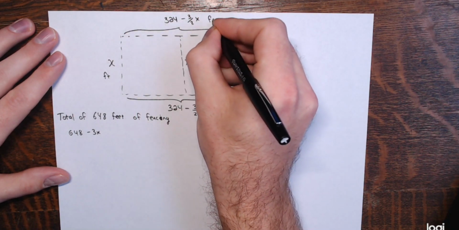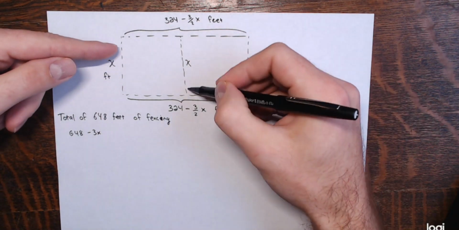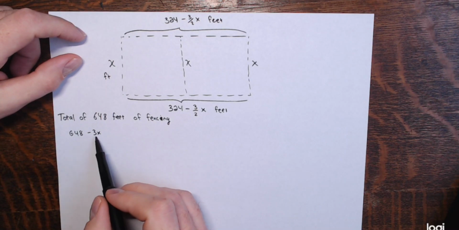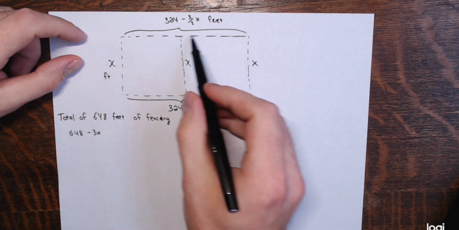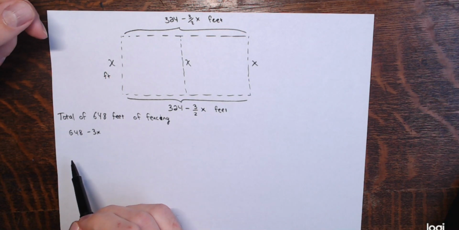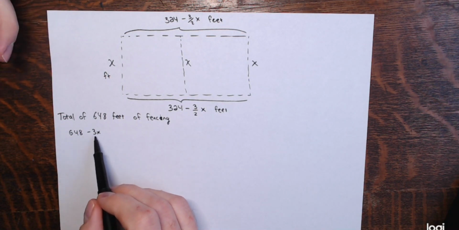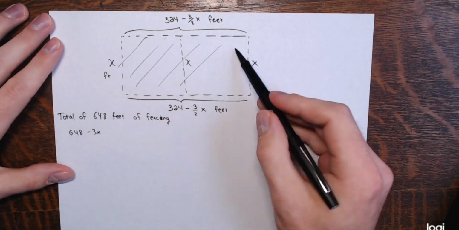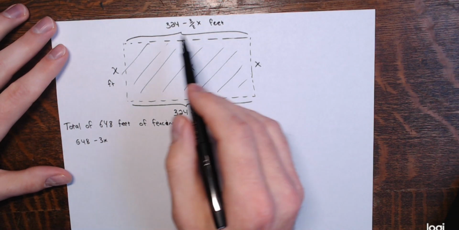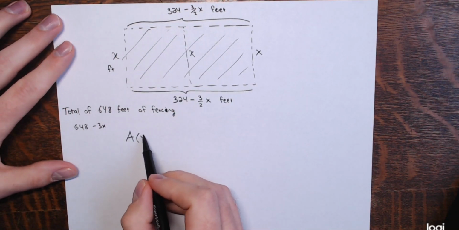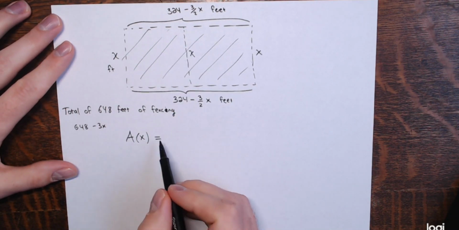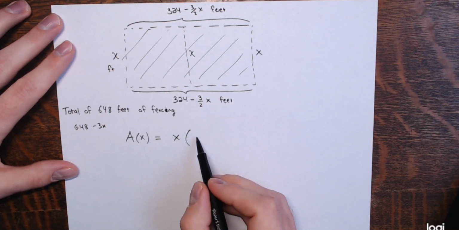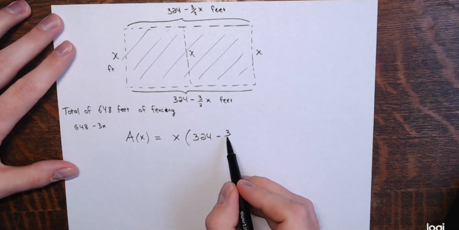I hope that makes sense, right? Because again, if I call these x, it'd be x, x, x, that's 3x. So there'd be 648 minus 3x left over, but then there's still two sides left, so we've got to cut that in half. 324 minus 3 halves x. So then the total area taken up by this big rectangle, which I'll call A of x, this is area, is length times width, x times 324 minus 3 halves x.